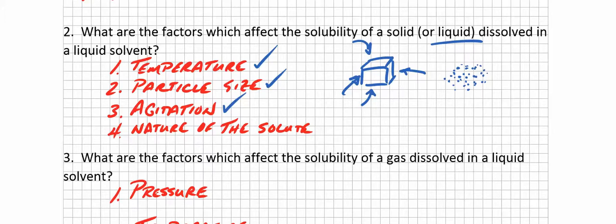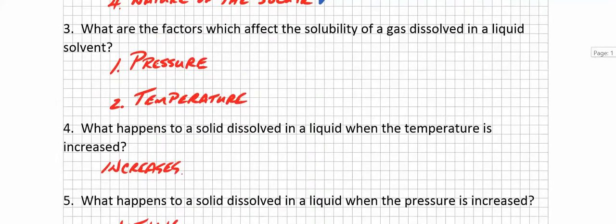And lastly, the nature of the solute itself. What do we mean by that? Well, we're going to talk a little bit about a term in just a few moments. Like dissolves like. What we mean by that is polar solvents will dissolve polar solutes, and vice versa. Okay? So the nature of the solute itself is also going to be a factor. Let's look at number 3. What are the factors which affect the solubility of a gas dissolved in a liquid solvent?